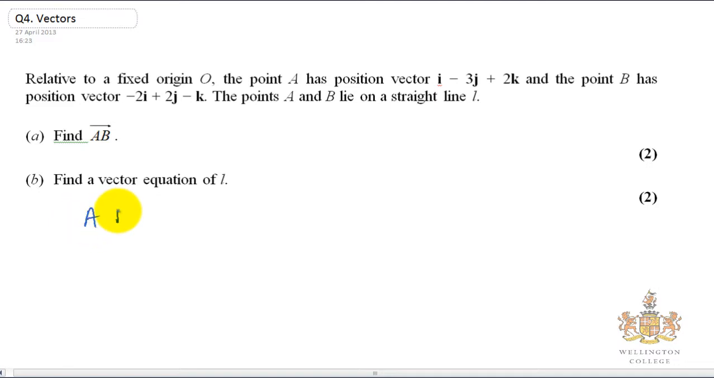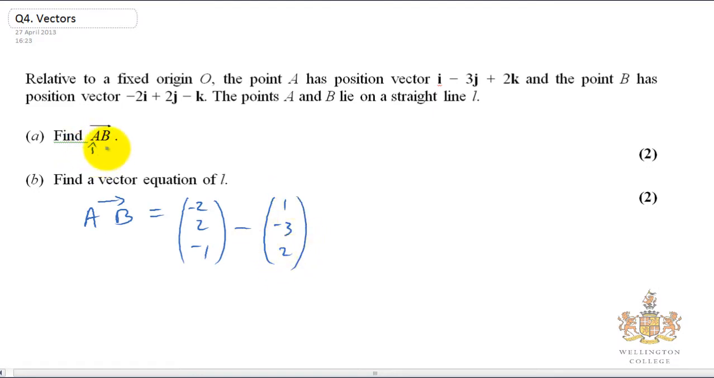Well, AB, I'm going to convert these into column vectors because I find it much easier to work with. You take the vector from O to B, which is minus 2, 2, and minus 1, so that's the i, the j, the k part, minus the vector OA. So it's 1, minus 3, 2. You basically take the position vector of A away from the position vector of B to find AB.